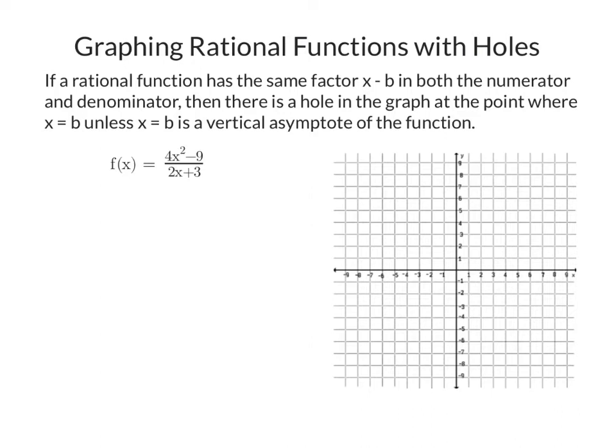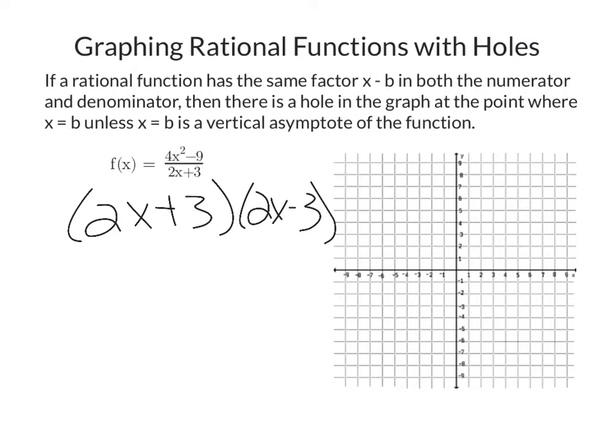When I factor 4x squared minus 9, I notice it's a difference of squares, so it would factor into 2x plus 3 times 2x minus 3. Now my denominator is also 2x minus 3. Therefore, I have the same factor of 2x minus 3 in both the numerator and the denominator. So I can use that to help me find my hole.